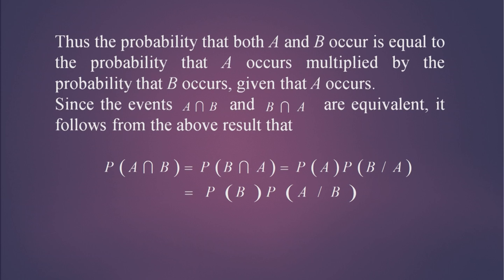Since the events A intersection B and B intersection A are equivalent, it follows from the above result that the probability of A intersection B is equal to the probability of B intersection A, which is equal to the probability of A into the probability of B given A, and this is the same as the probability of B into the probability of A given B. So, they are all equivalent.